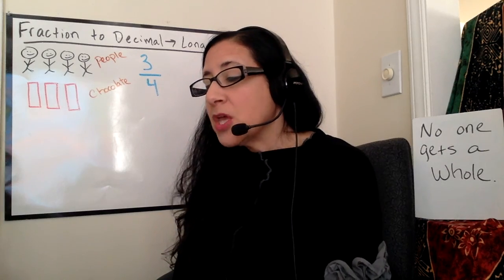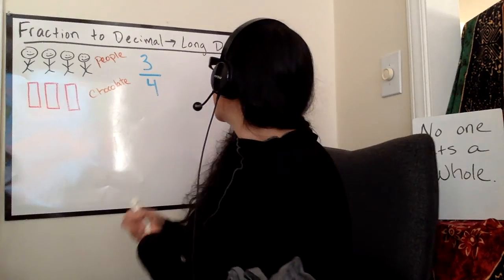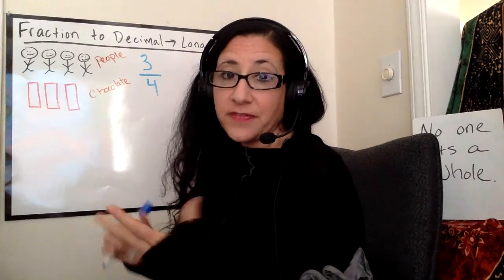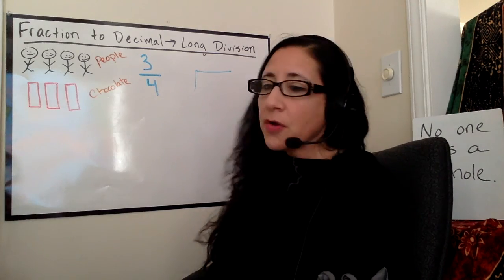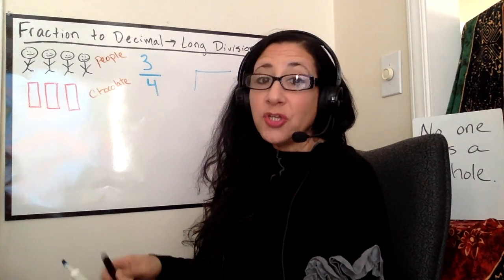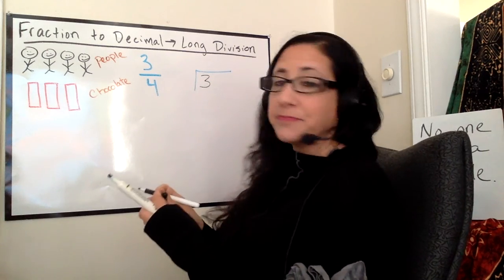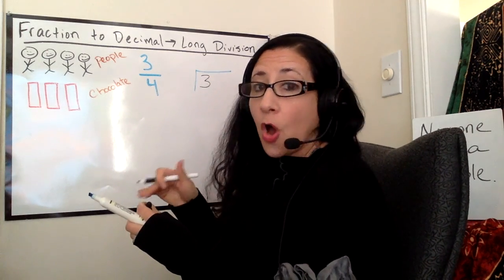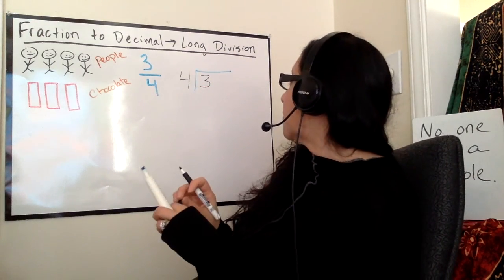So let's start by starting our long division. Here's my division symbol. The numerator, the number on the top, always goes on the inside, and the denominator always goes on the outside of the symbol. That's how we start.